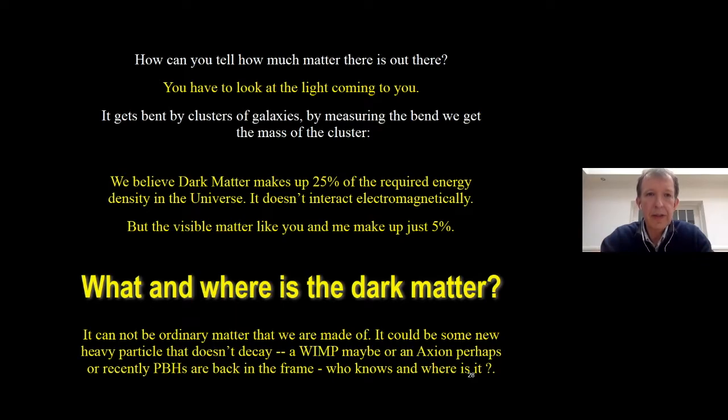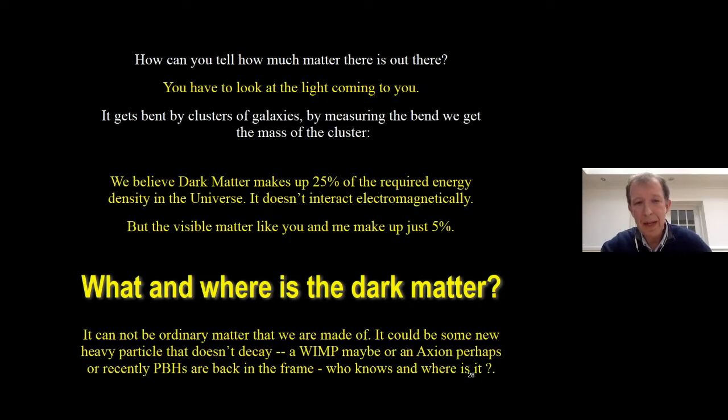And as a result of this, and then as a result of using numerical simulations, for example, using general relativity, we can come to the conclusion that actually we're only made up of 5%, as I said, but there's a stuff called dark matter, which makes up about 25% of the energy content of our universe. And it's dark because it doesn't seem to interact electromagnetically. But what and where is the dark matter? It remains one of the big pressing questions we have in cosmology.